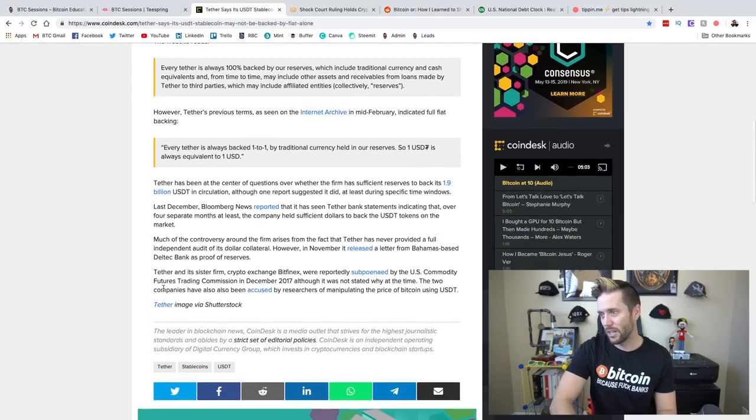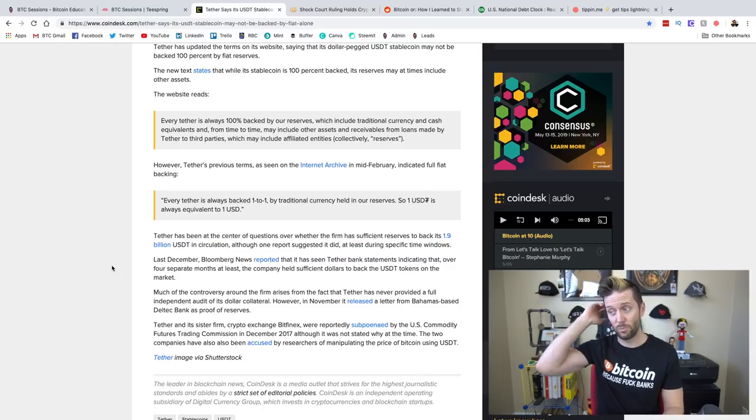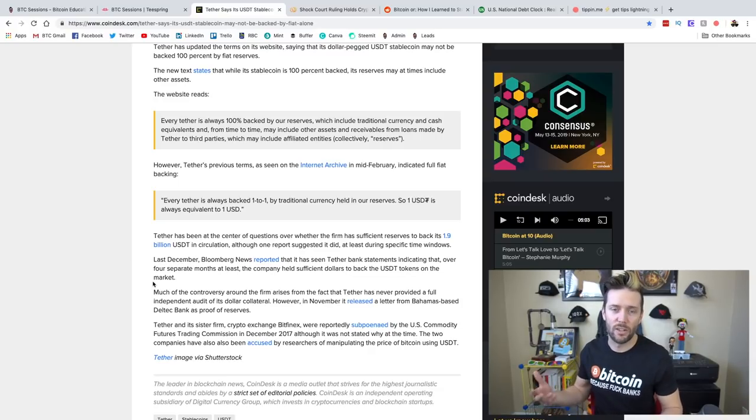So some facts about Tether. There's about $1.9 billion worth of Tether in circulation currently. Last December, Bloomberg News reported that they were provided with bank statements to basically prove that Tether held enough reserves to back their tokens one-to-one. And the December before, in 2017, Tether and its sister firm Bitfinex were subpoenaed by the CFTC, though the reasoning behind that subpoena was never really clarified. So that just kind of hangs in the air there.